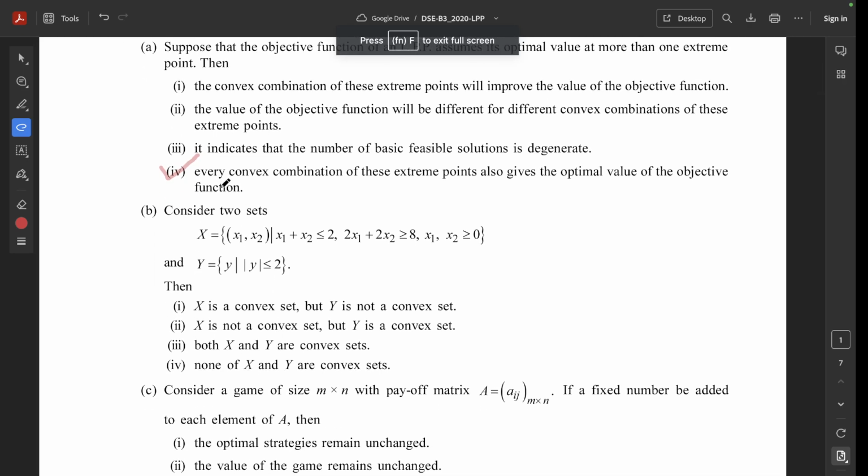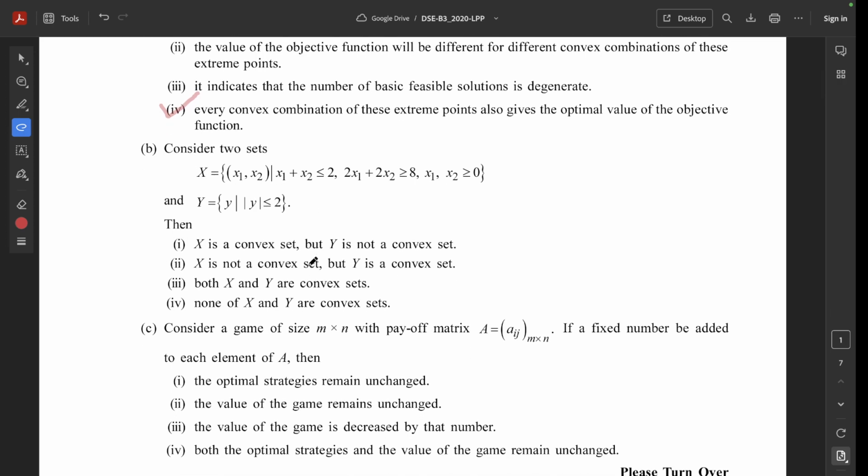question 1b. Consider two sets: capital X equals x1 plus x2 less than or equal to 2, 2x1 plus 2x2 greater than or equal to 8, x1 and x2 greater than or equal to 0. And capital Y is the set of all those y such that mod of y less than or equal to 2. Then what is the correct option? Correct option is 2. Capital X is not a convex set, but capital Y is a convex set.